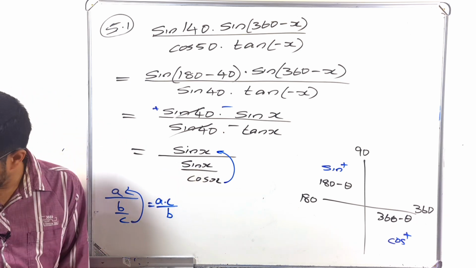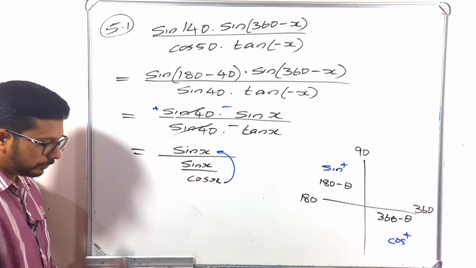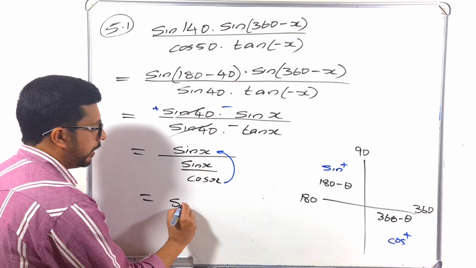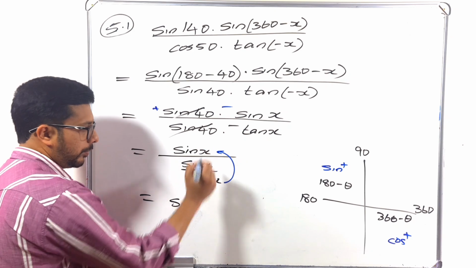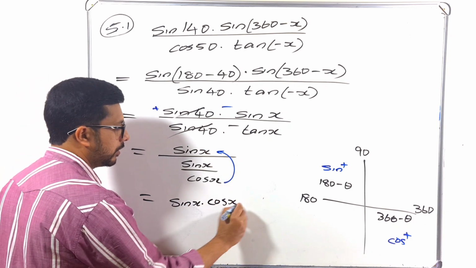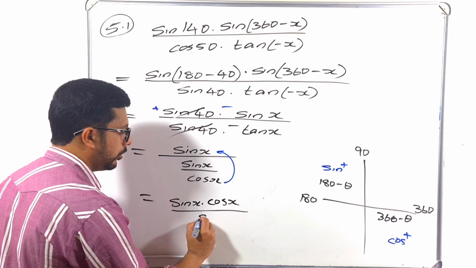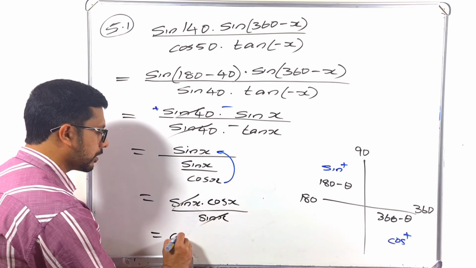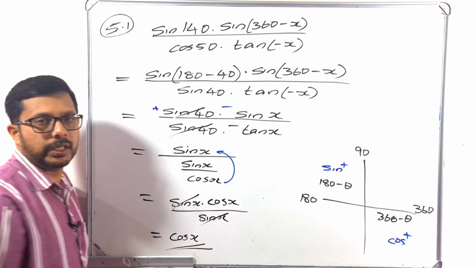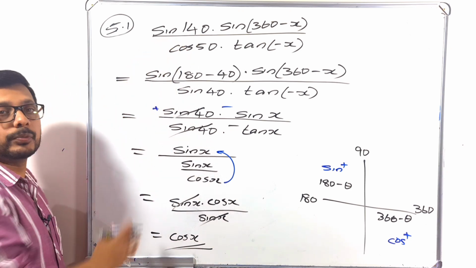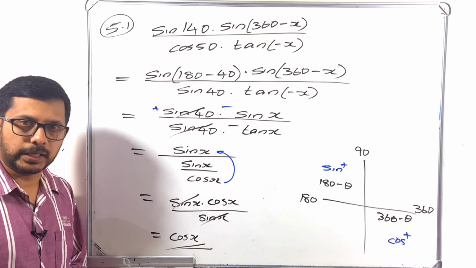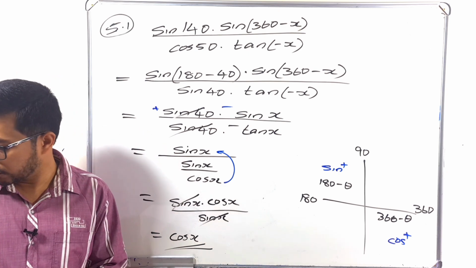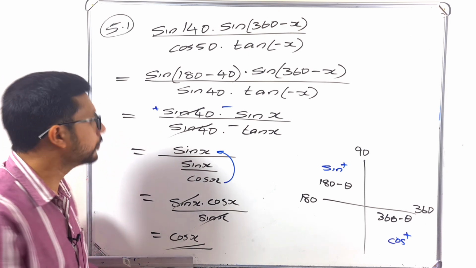So like that, here I am going to write this one is equal to sin x, this cos x you multiply with the numerator, so it is cos x divided by this denominator. So this sin x and sin x we can cancel. What is the remaining answer? Cos x. So the answer for the simplified form of this one is cos x. That is question number 5.1. Now let's move to the next question, question number 5.2.